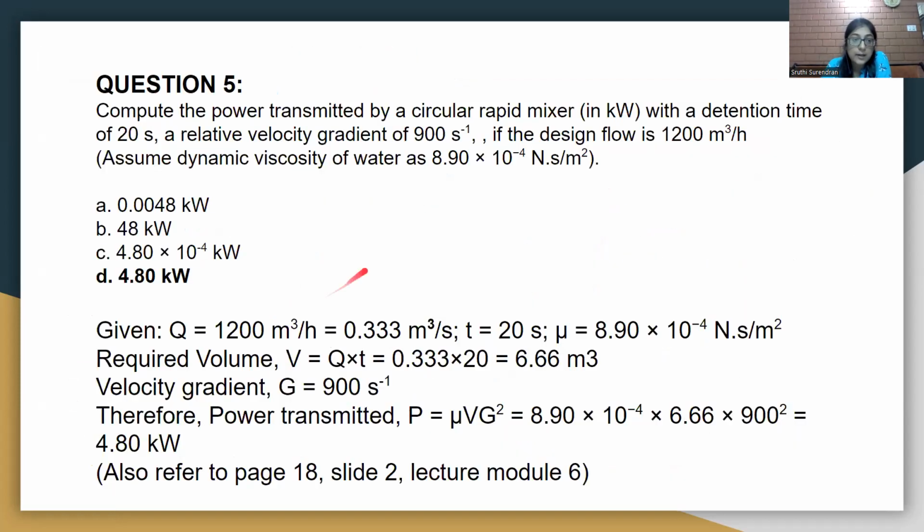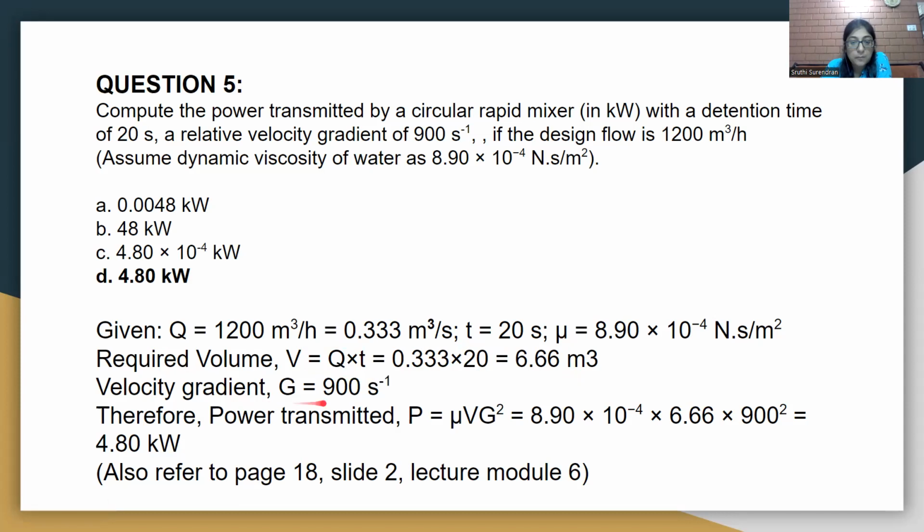So this can be calculated using the discharge value, which is 1200 meter cube per hour, which is given. We have to convert it into meters per second because all the other values are in terms of meter and seconds. So that will give us this value. We also have time equal to 20 seconds and the dynamic viscosity. So required volume is equal to the discharge rate multiplied by the detention time, which is giving us 6.66 meter cube as the tank volume.